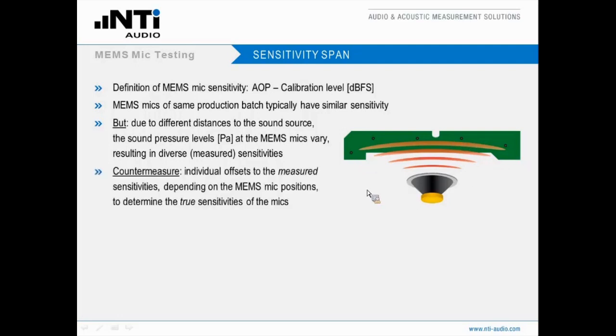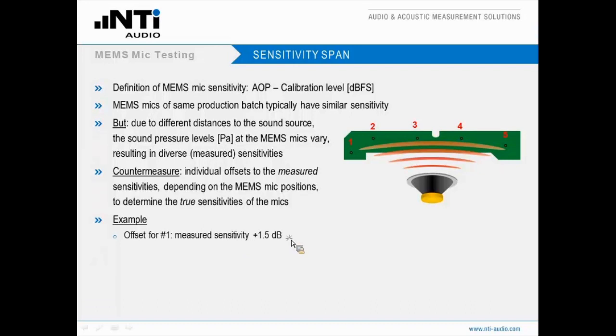So we have to overcome this problem, and we do that by adding individual offsets to the measured sensitivities, depending on the position where the MEMS microphone is. And that allows us to calculate the true actual sensitivity of each microphone. Giving you an example, here we have MEMS microphone number 1, and we can determine that we need to add an offset of 1.5 dB to the measured sensitivity, and that will give us the true sensitivity of the microphone.